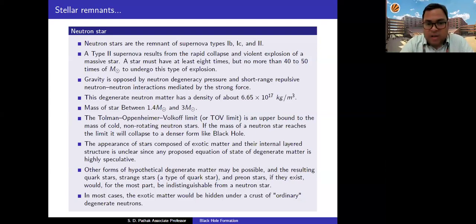And then it is theoretically possible that the star will form a quark star, because quarks are the fundamental building blocks of the baryons, and there are 6 families of quarks, 6 quarks and 6 antiquarks, right?